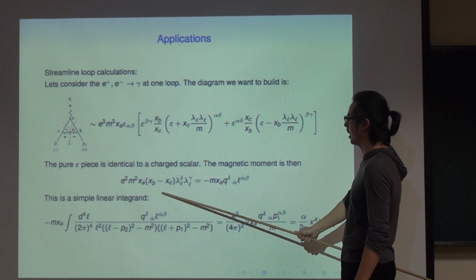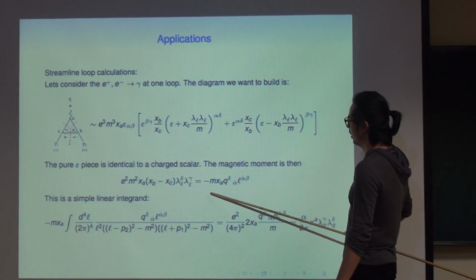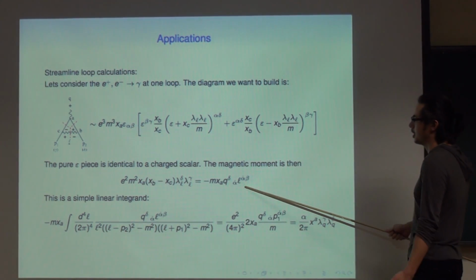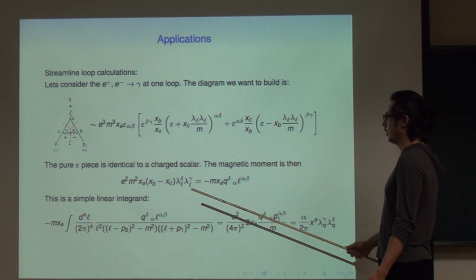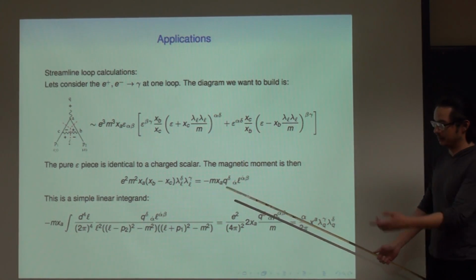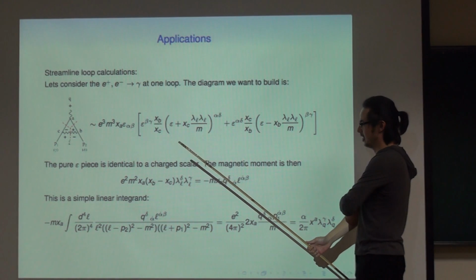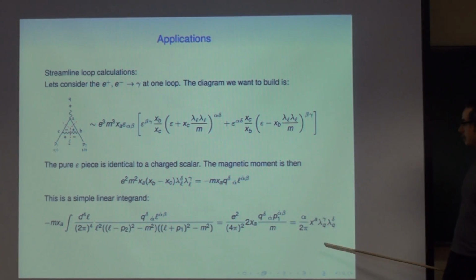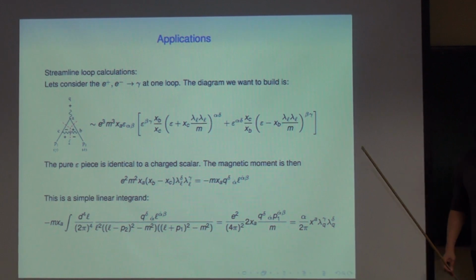So if I isolate the magnetic moment here, then once you're familiar with what these variables actually mean, you immediately see that this is just a linear integral. And linear integrals are easy to do. And if you don't know, we can start; this is what we'll talk about this semester. But anyway, if you do a linear integral, this immediately gives you the g minus 2.